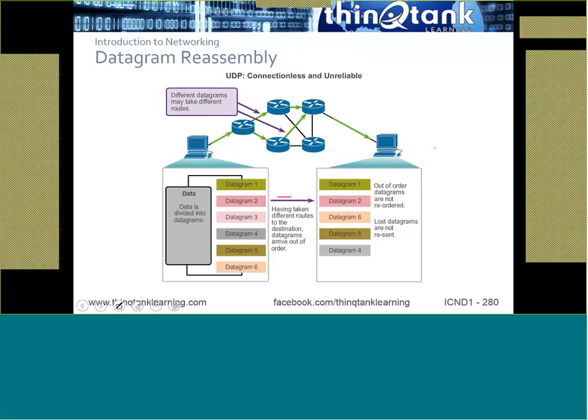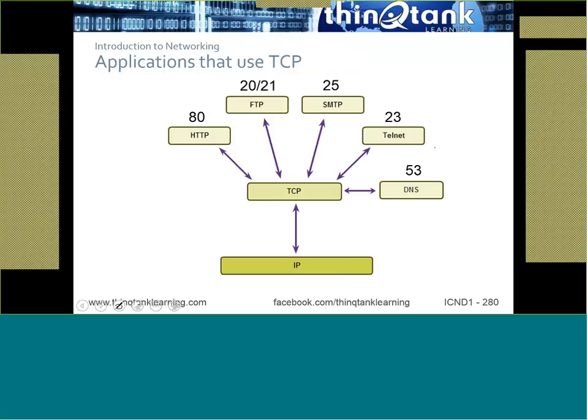All right. Last couple of slides here, and then we'll take our afternoon break. We've got some TCP applications, some well-known ones: HTTP, FTP, SMTP. SMTP is used for mail transfers, right? Simple Mail Transfer Protocol. Telnet, we know what Telnet is. DNS, domain name service. These are some common TCP applications.